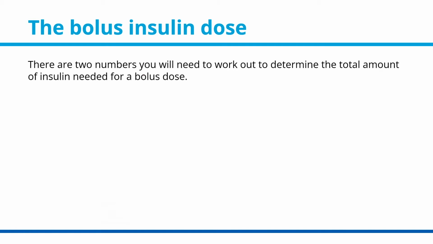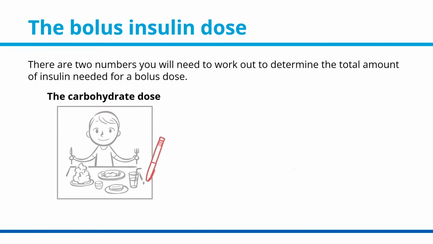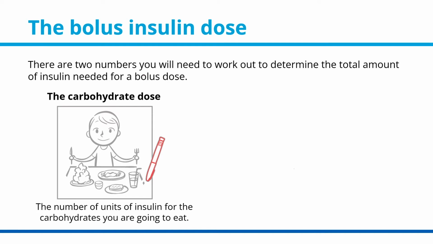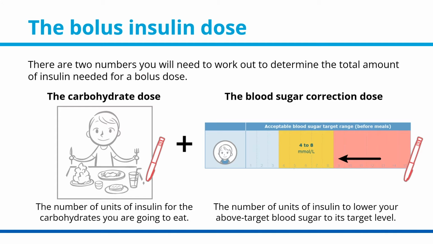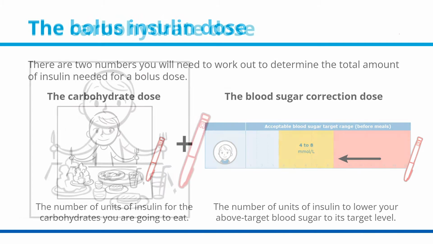There are two numbers you will need to work out to determine the total amount of insulin needed for a bolus dose. The carbohydrate dose: you will need the number of units of insulin for the carbohydrates you are going to eat. And the blood sugar correction dose: you will need the number of units of insulin to lower your above-target blood sugar to its target level.